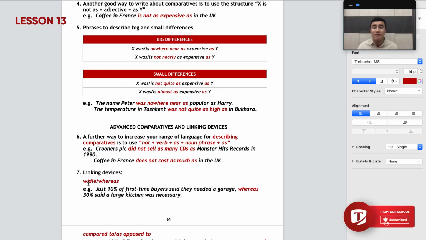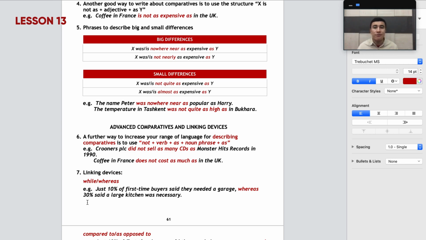You can use while and whereas just to connect, let's say, two simple sentences, and of course by using these linking devices you will make sure that your sentences are more complex. And keep in mind, if you use linking devices professionally, you will definitely get a higher score in IELTS. So, just 10% of first-time buyers said they needed a garage, whereas 30% said a large kitchen was necessary.